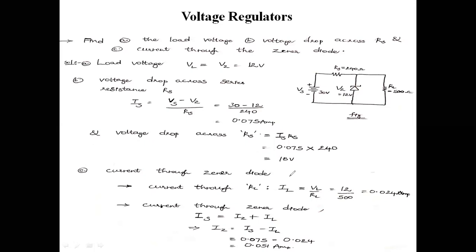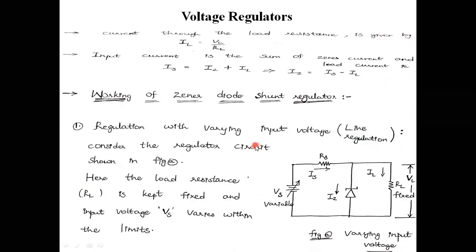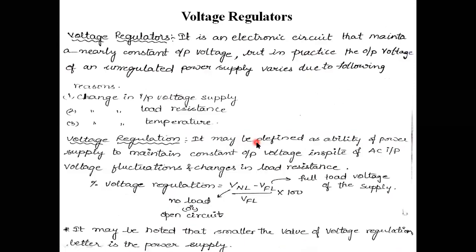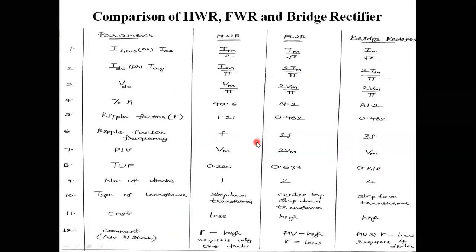Students, with this topic we have completed two units. All the topics are covered. Please go through them once again. This is the second unit, B part. We have seen the comparison of half wave rectifier, full wave rectifier and bridge rectifier.